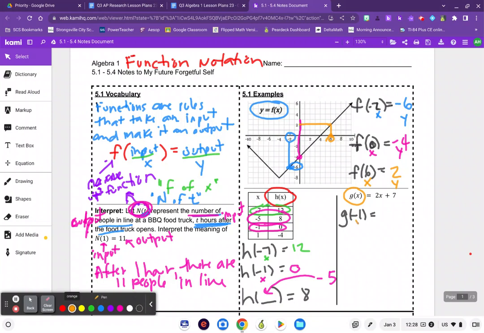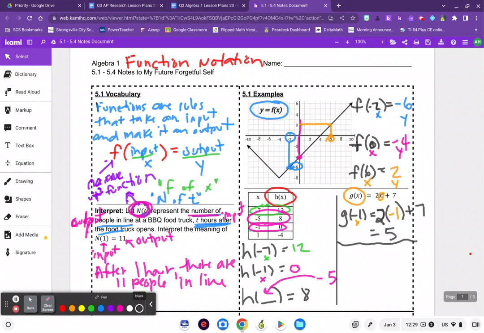If this is my x value, then I'm going to replace the x in my equation with -1. So I've got 2 times, I'm going to use -1. I'm going to put that in orange just to kind of show you that I'm replacing the x with that value, -1, and then plus 7. Let's see, 2 times -1 is -2, plus 7 is 5. So g of -1 is 5.